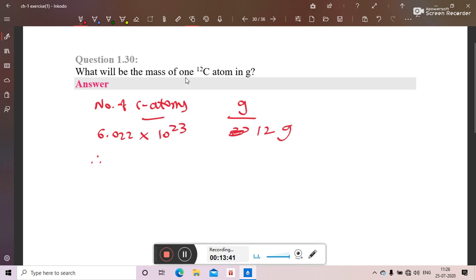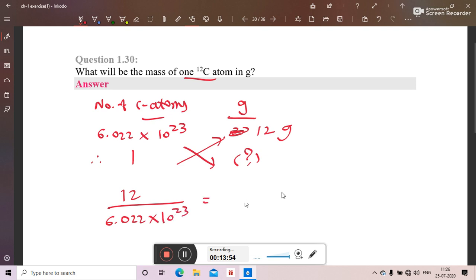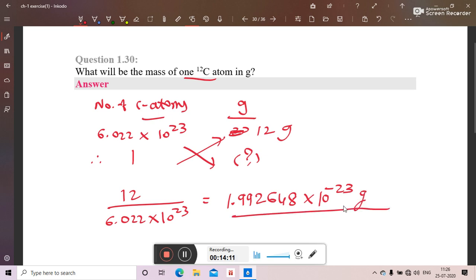Therefore we have to find out the mass of one carbon atom. So what will be its mass? When we do cross multiplication, it will be 12 upon 6.022 into 10 raised to 23. So 12 upon 6 is nearly equal to 2. So that will be 1.992648. And 10 raised to 23, when it goes in the numerator, will become 10 raised to minus 20. So this is the mass of one carbon atom.